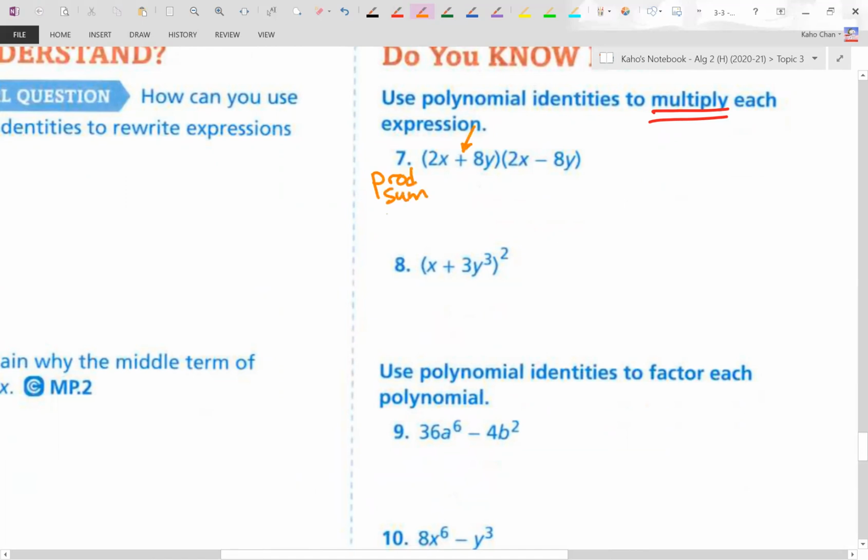There's your sum. And there's your difference right there, okay? So this will give me, according to one of my formulas from way back on the front page, a plus b times a minus b will give me a squared minus b squared.